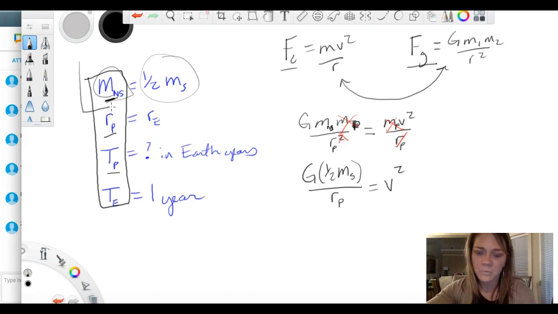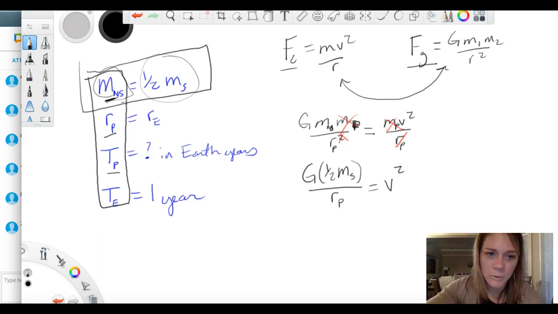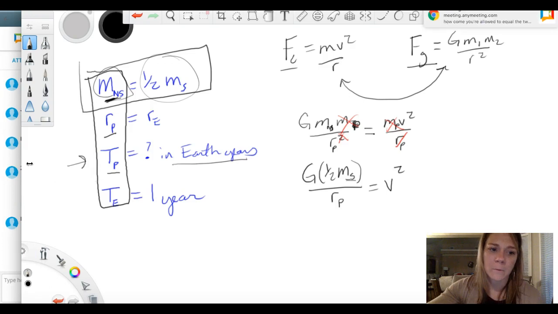See how these two are equal? The mass of the new sun is equal to half the mass of the sun. So if I put this in terms of our system, because we want it in terms of Earth years, I want the mass of our sun in there, but 1/2 that mass is equivalent to the new sun. Okay, so the only thing that I don't have in my equation yet is period. Let me move this over real quick.